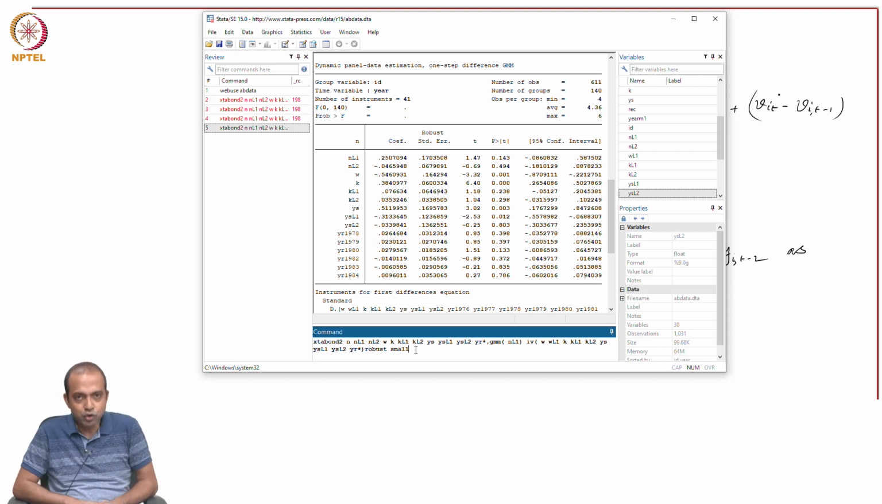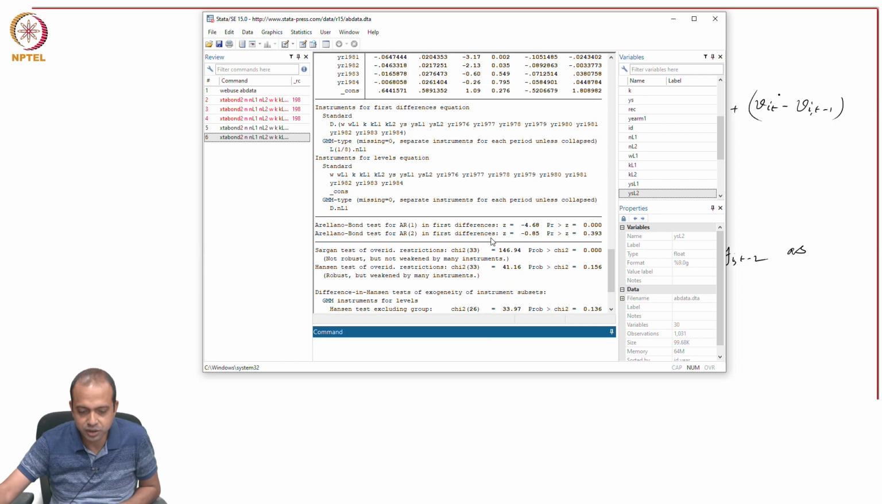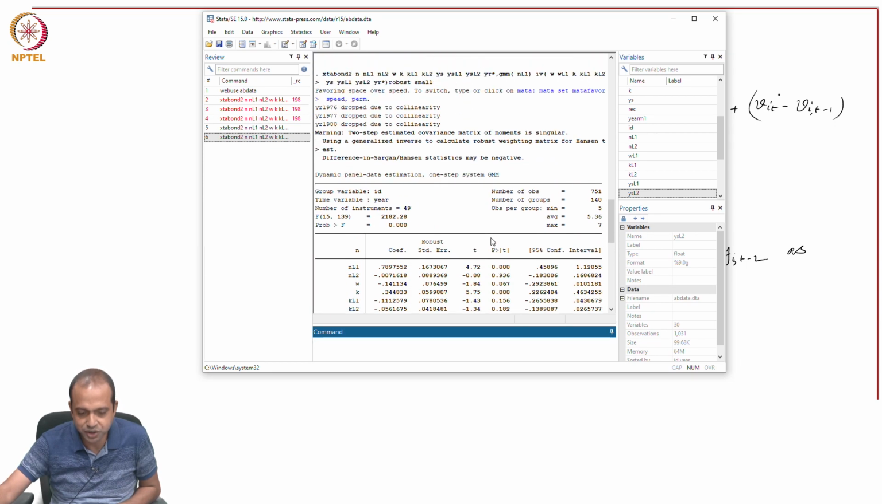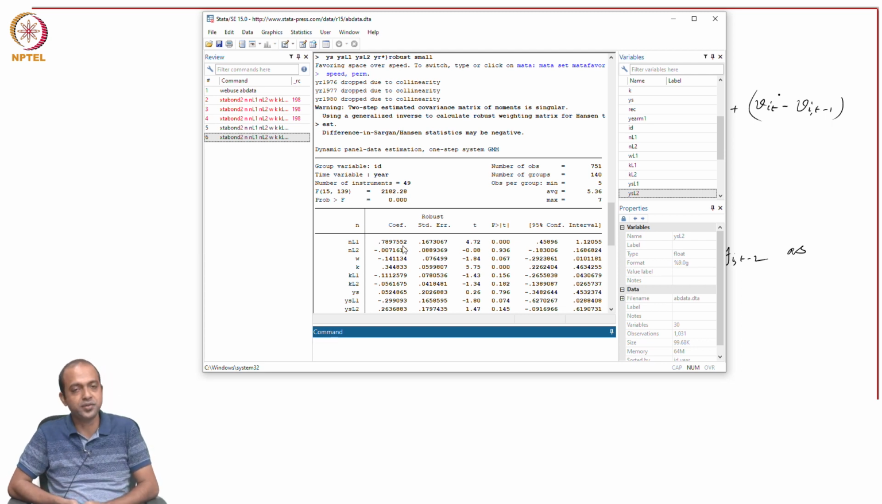Right? So, if I remove the noleveleq option, that means I am asking Stata to estimate a system GMM, right? I will only add one thing here. Let me estimate this model first. This is a dynamic panel data one-step system GMM model we have estimated. And by doing so, what is my coefficient? 0.78. So, that means the coefficient is lying within the interval.